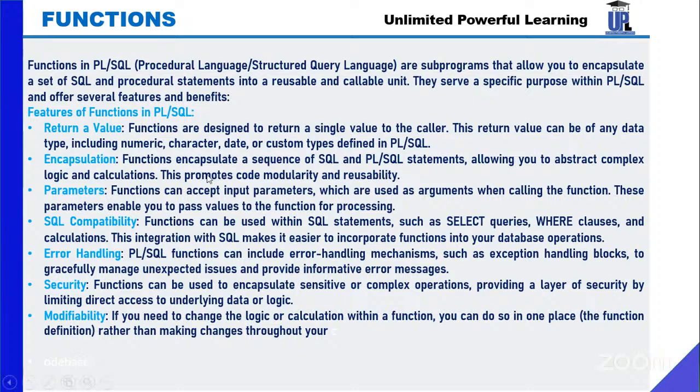The difference between procedure and function will come later. Anyhow, I will discuss that. What are the features of functions in PL/SQL? It returns a value. Even a procedure can return a value, but you have to set the out variable. Here, one value can be returned. In Python you can return more than one value, but Java and C++ return only one value. So SQL functions also return one value.